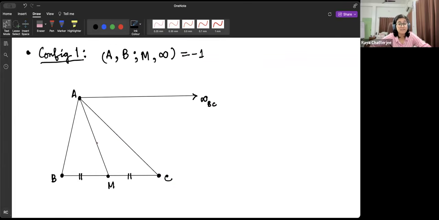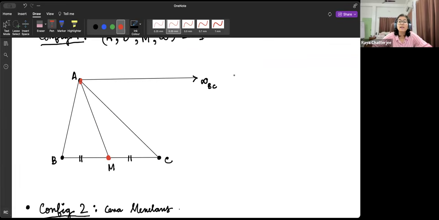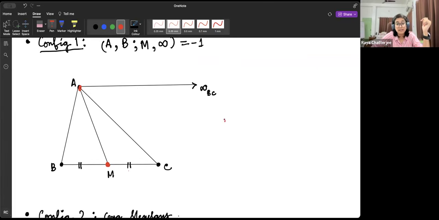So the first config that we have is if ABC is a triangle and M is the midpoint of BC, and you take a line through A parallel to BC, then, okay, at first we define that two parallel lines intersect. So this line and BC are going to intersect at infinity, but the direction of that infinity is the same as the direction of BC. So we just call that infinity BC. So the claim that I'm making here is that the points B, C, M, and infinity BC are harmonic.